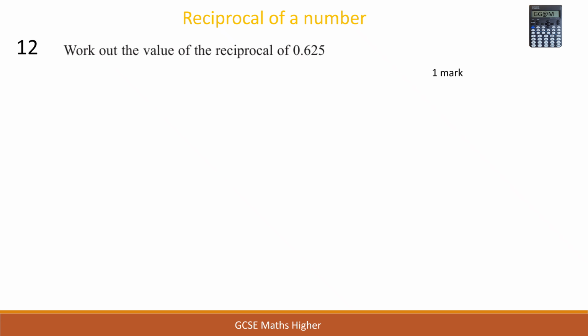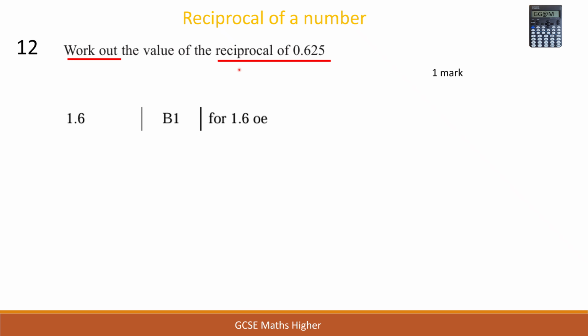Our last 2 questions are to do with the reciprocal of a number. So we've got to work out the reciprocal of 0.625. This is worth 1 mark in the exam. So press pause, make sure you know the definition of the word reciprocal and you know what to do if you see that word in the exam. And then press play when you're ready to see the answer.